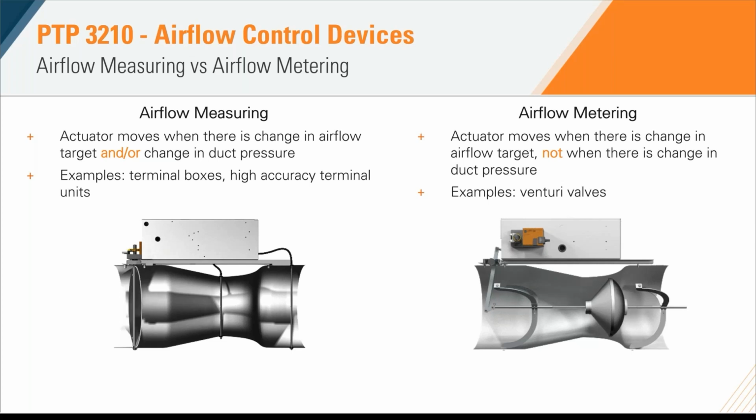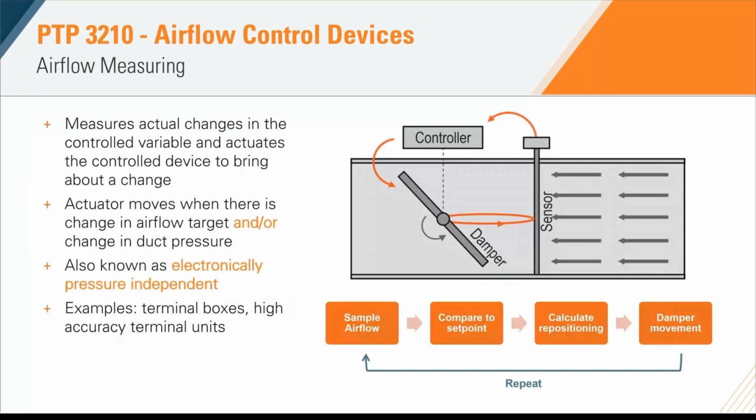So let's go ahead and deep dive a little bit more on airflow measuring first. In functionality, airflow measuring means the ability to measure the actual change in our controlled variable and actuate the control device to bring about the change. In this sense, our control variable is going to be airflow. We're going to want to be able to measure airflow directly, and we're bringing about that change utilizing the damper adjustment, so an actuator on that damper. The actuator on that damper is going to move if there's a change in airflow target and if there's a change in our duct pressure.